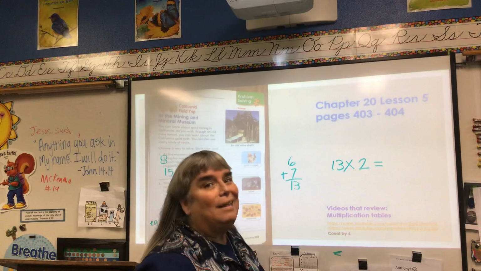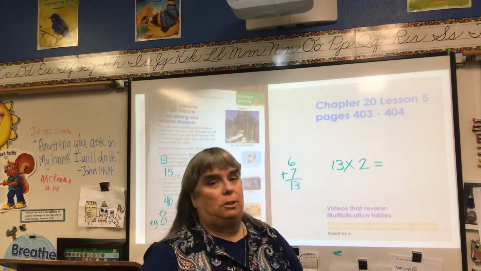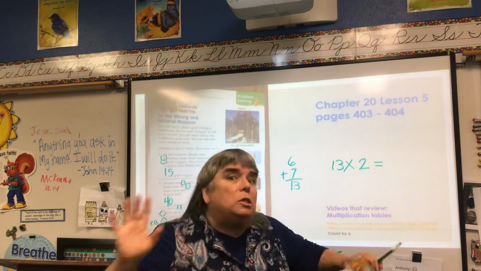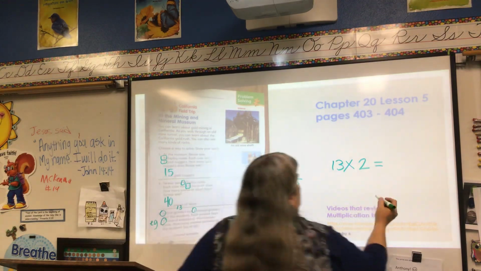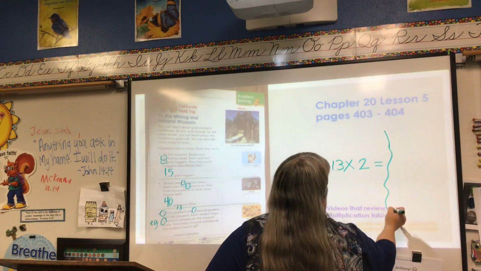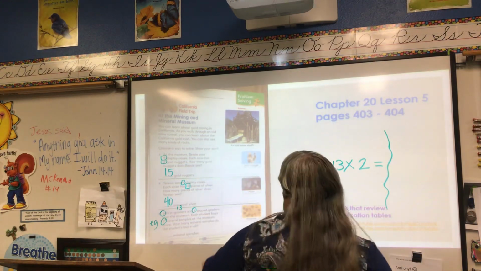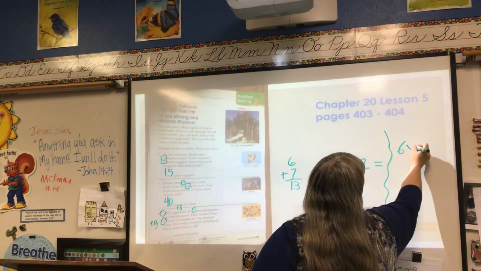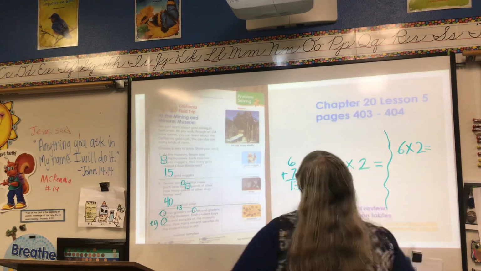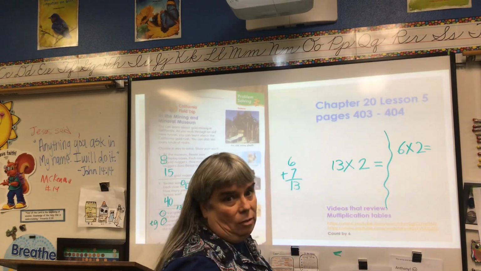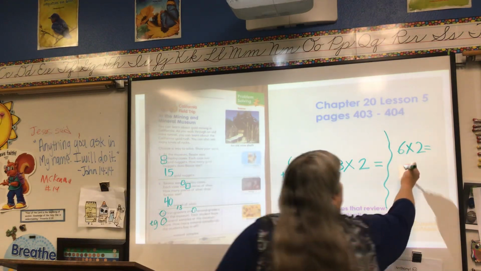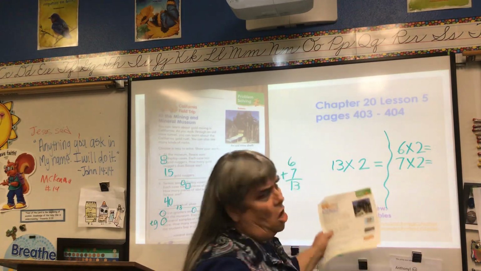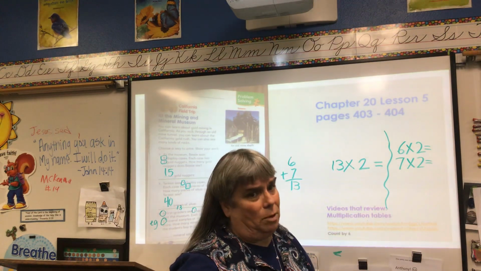Now here's the thing. That's a little bit of a hard multiplication problem. So I'm going to show you a different way to do it, and what we'll do is we'll solve it both ways, which is kind of fun. So over here, what I'm going to say is 6 first graders times 2. And then I'm going to say 7 second graders times 2.